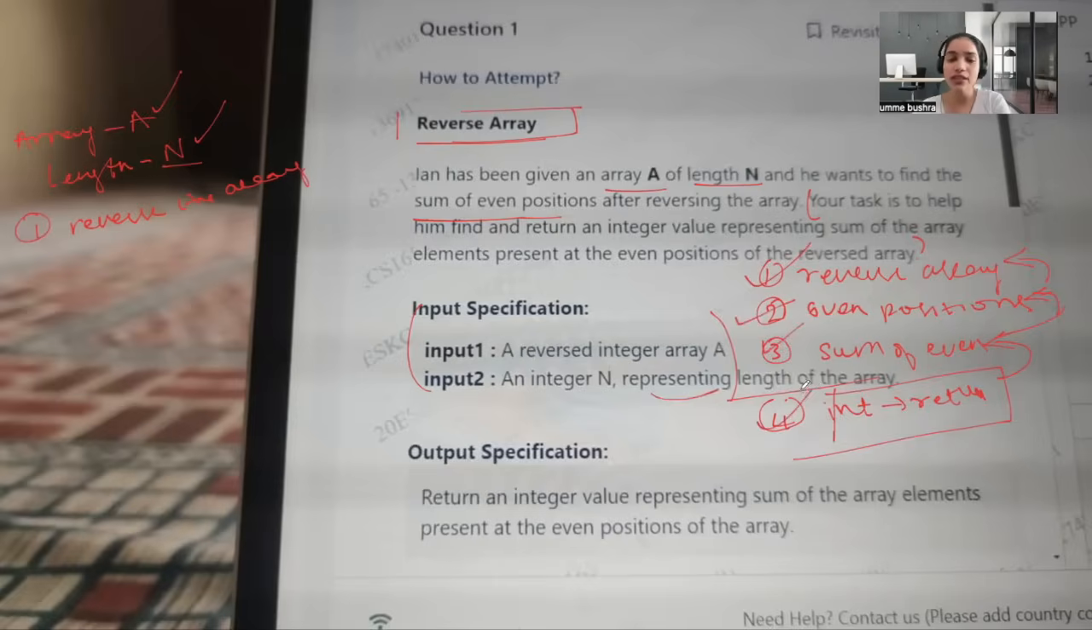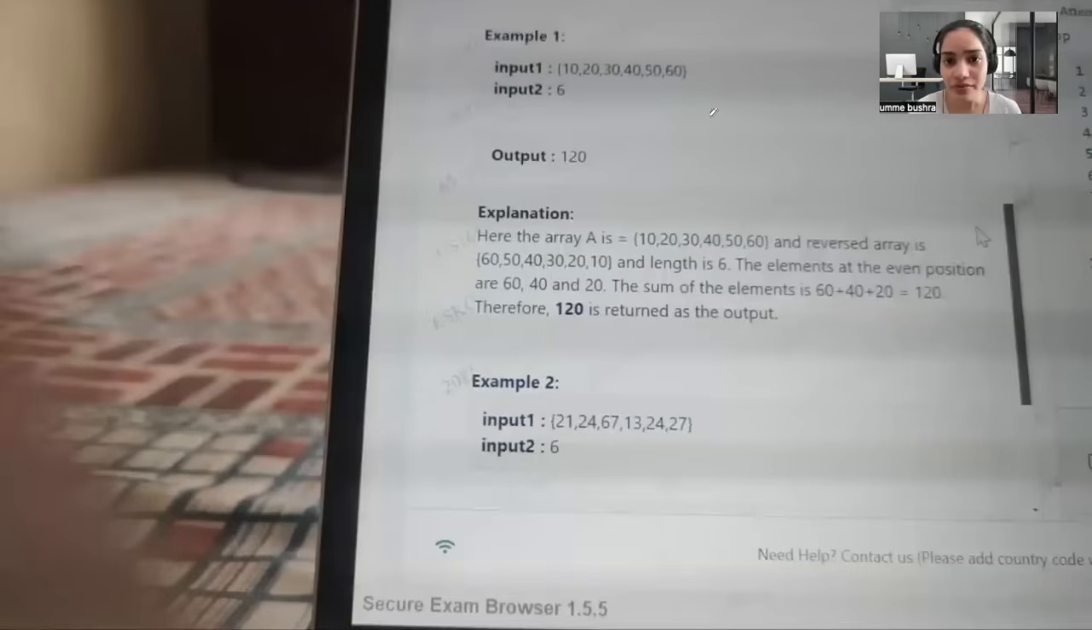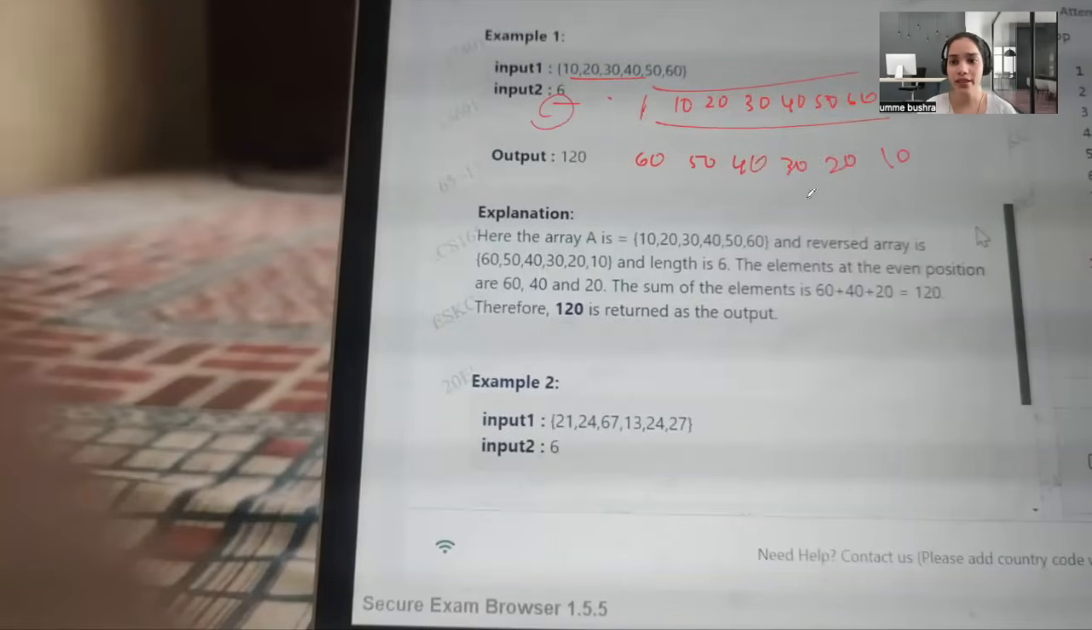Okay. So let's try to look at the examples. Here, this is the array that is given and this is the input, which means that this is my array: 10, 20, 30, 40, 50, and 60. Right? And the length of the array, the number of elements present, is equal to 6. Okay. So step 1, like we discussed, is to reverse the array: 60, 50, 40, 30, 20, and 10. This is going to be my reversed array.